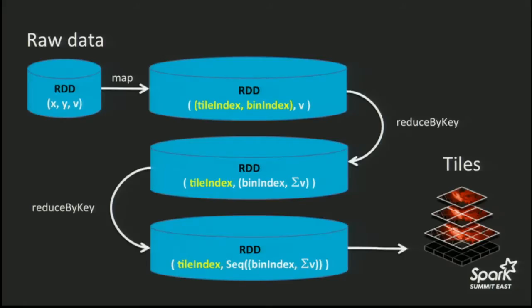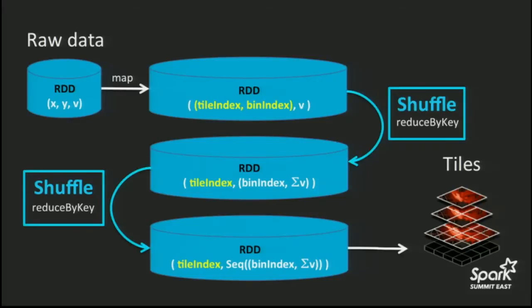The naive approach from a MapReduce Spark perspective is you start with your raw data. You annotate each record with the tile and bin or pixel in which it falls. You aggregate all the data within a given pixel together, and then you aggregate all the pixels within a given tile together, and you're left with the tile of the data you need for that particular portion of the screen. That's it. It's fairly simple. It's also fairly slow.